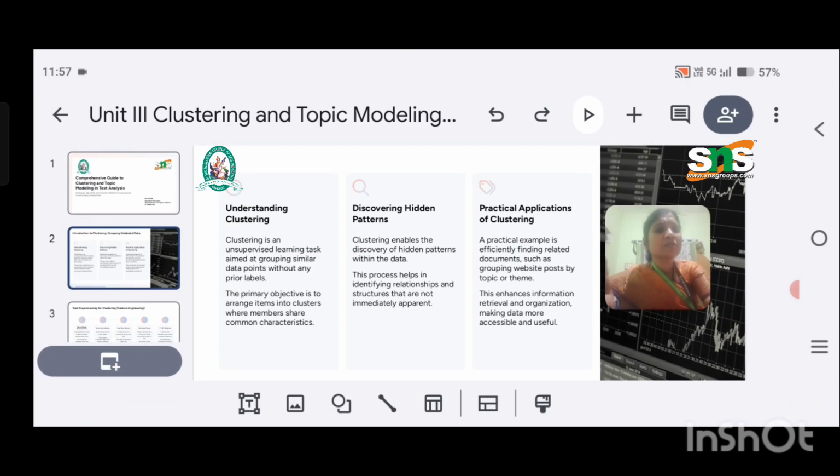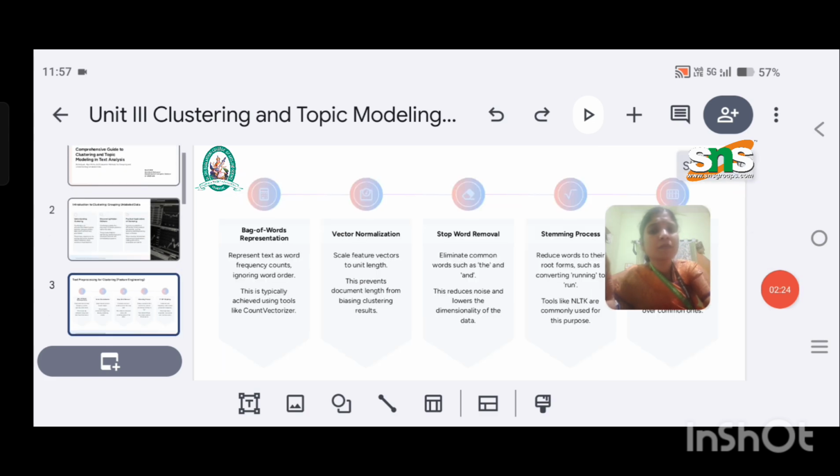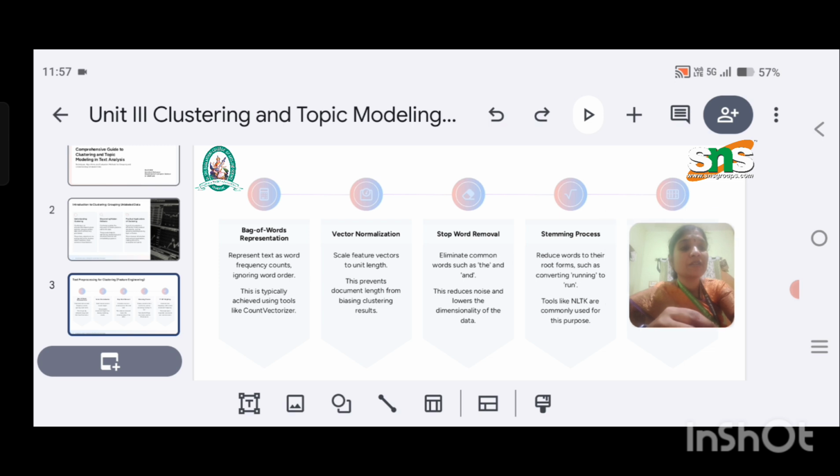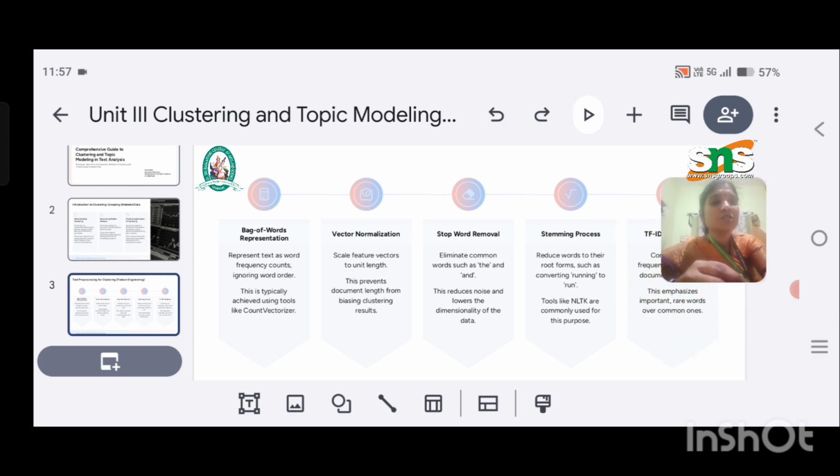The next one is the process steps: what are the steps we use in this clustering process, such as bag of words representation, vector normalization, stop word removal, stemming process, and TF-IDF weighting process.